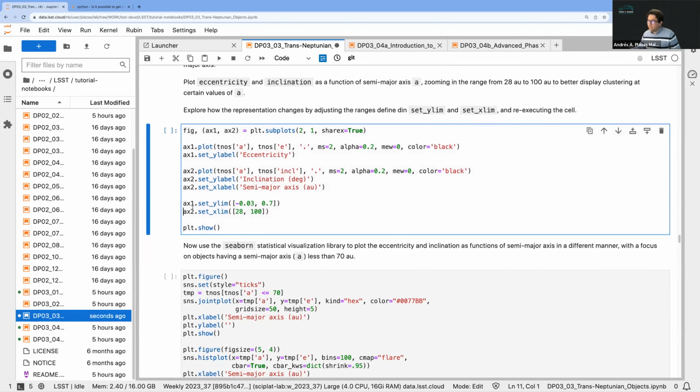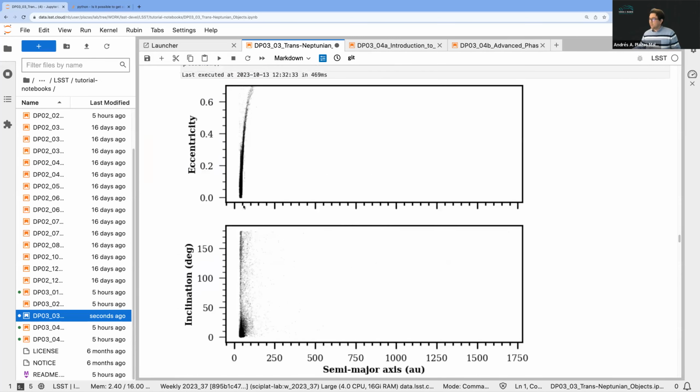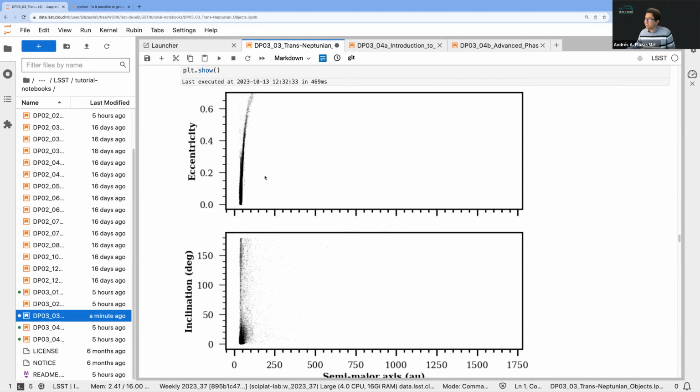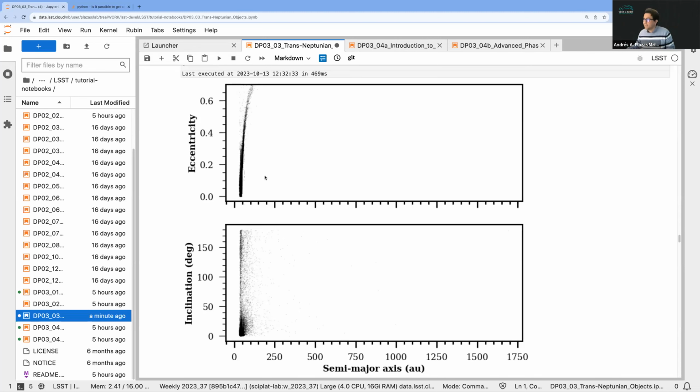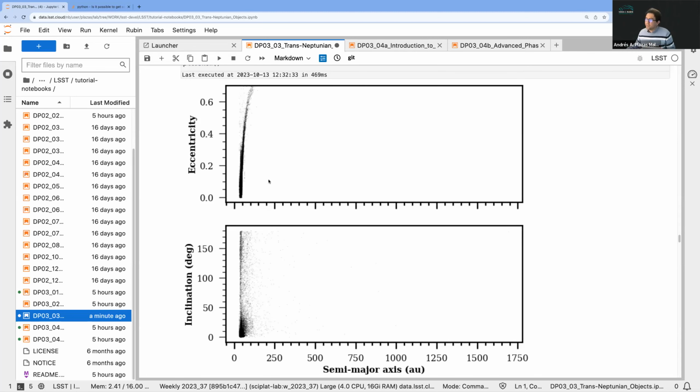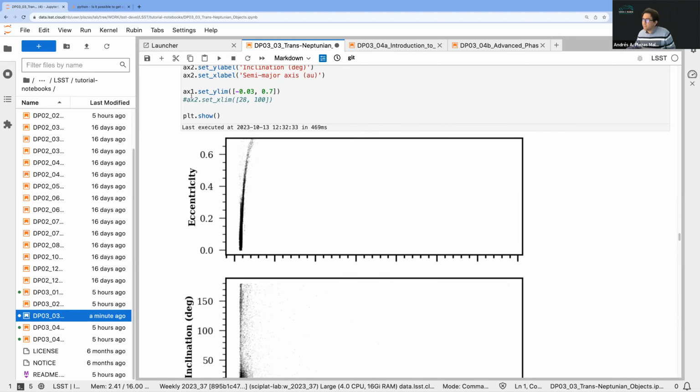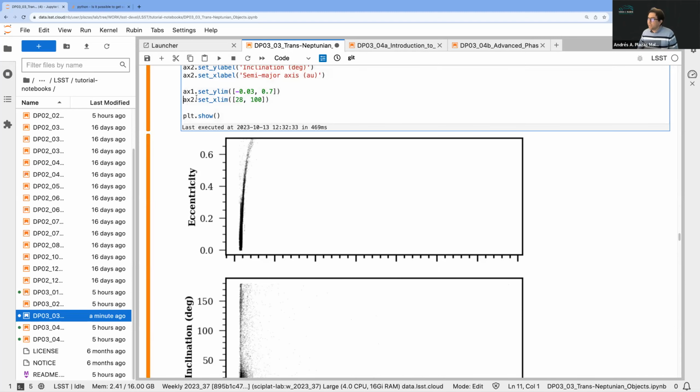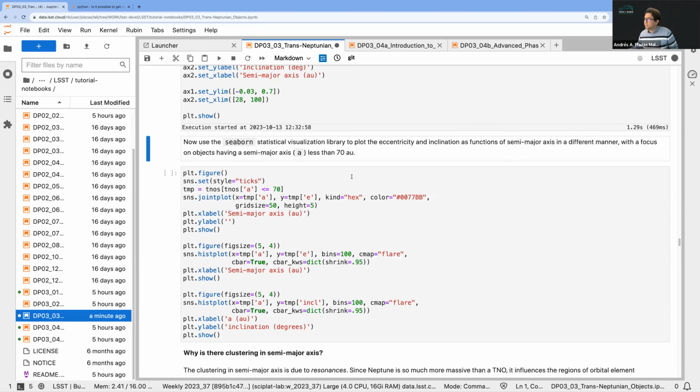Here we have a limit in astronomical units on the x-axis, but let's see what happens if we take off that limit. Then we have a plot like this that has a lot of white space, because we do have objects that have very long semi-major axes. We can explore a bit more about what those objects are, but this is not very informative. So that's why we have this constraint on the semi-major axis.